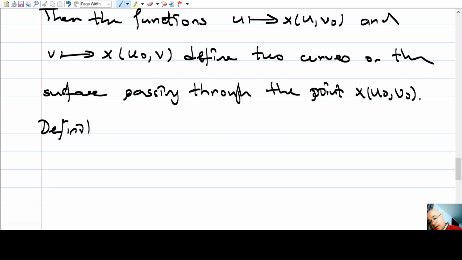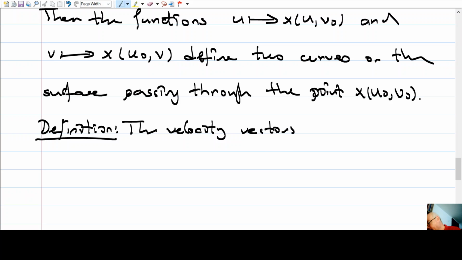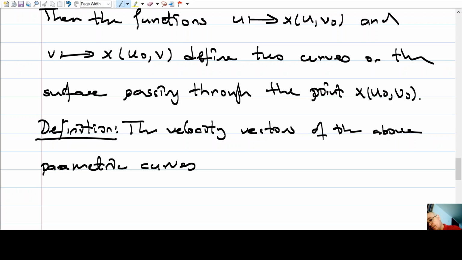I have a definition at this point. We will consider the velocity vectors of the above parametric curves, these curves. So let me emphasize them.